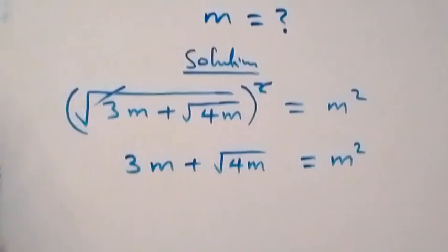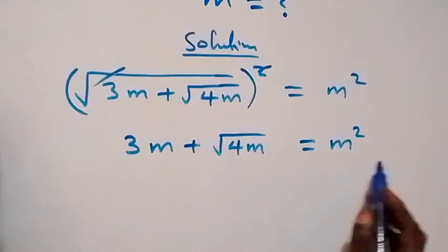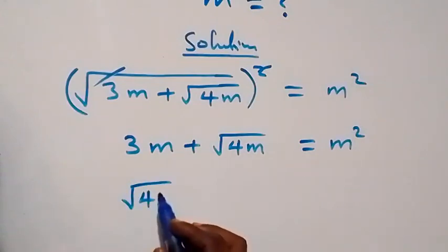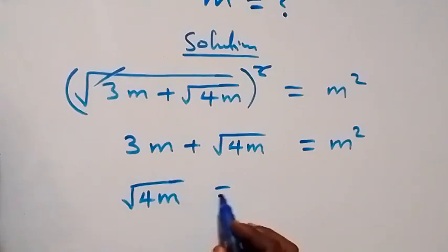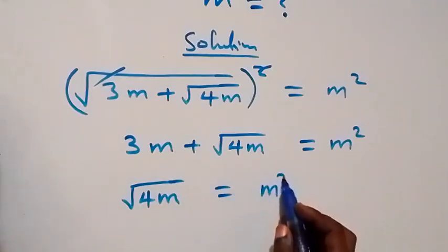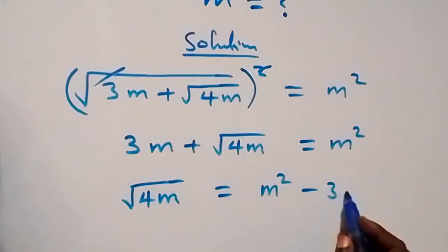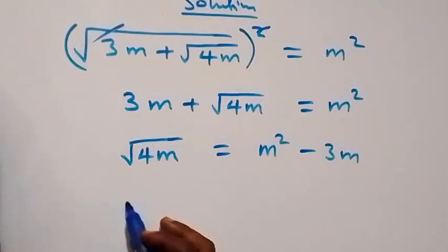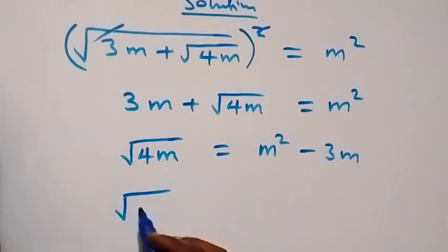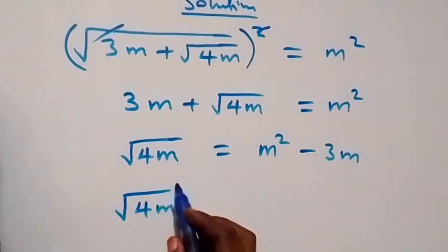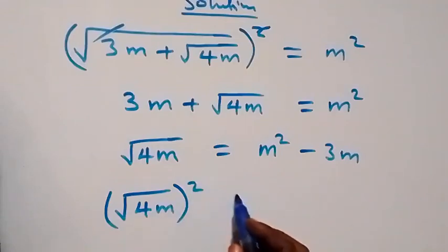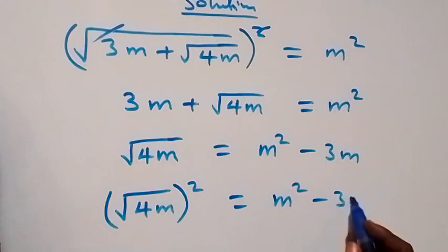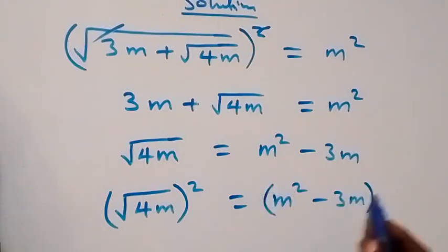Then next step, let's take 3m to the right, and what we have here remains root 4m, then equals to m squared, then minus 3m from here. And also here we can square both sides again, and we have root 4m squared now equals to m squared minus 3m all squared as well.